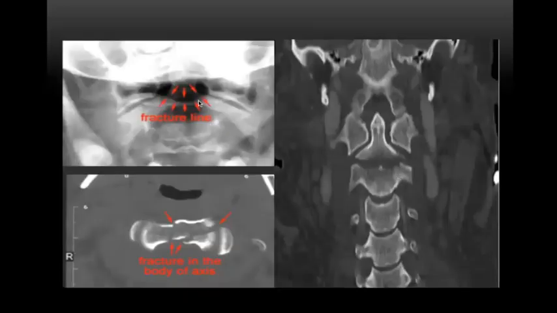And this looks like type 2, bila buat CT, dia type 3, right? Sebab it's already extending into the body of axis. So on radiograph, you nampak macam dekat base saja. But when you request for CT, dia extend. The fracture already extended into the body. So we upgraded it into type 3 already, okay?